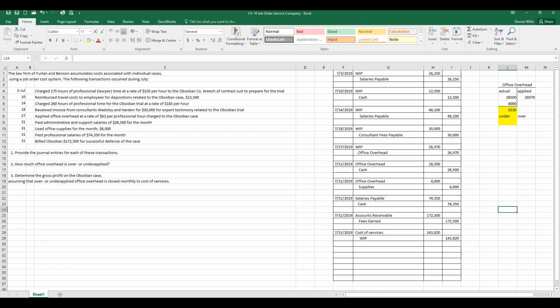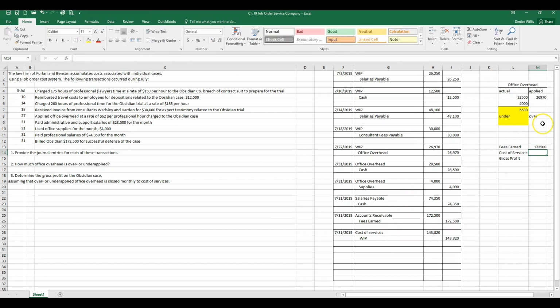Determine the gross profit on the Obsidian case, assuming that over or under applied office overhead is closed monthly to cost of services. Okay, that's our next one. In our service company, gross profit is going to be calculated by taking fees earned and subtracting cost of services. Okay, so let me just put some little things over here. We got fees earned, and let's put cost of services here, and that will give us gross profit. Okay, make this column slightly wider. Okay, fees earned. We know fees earned, it's right here.